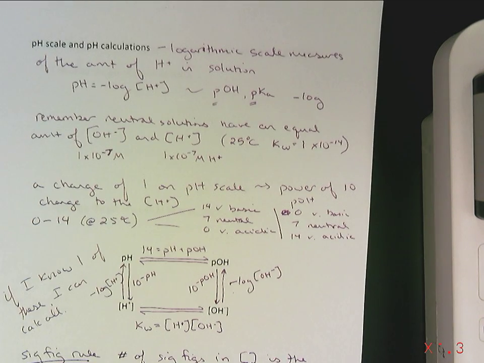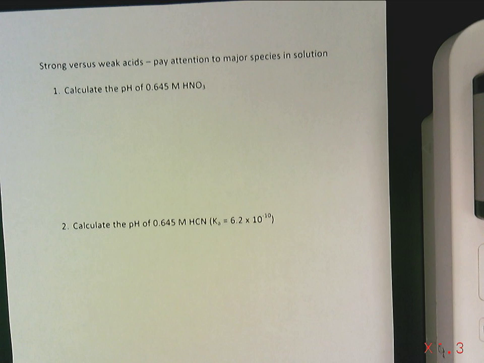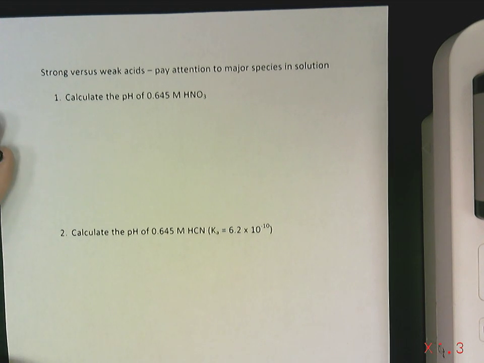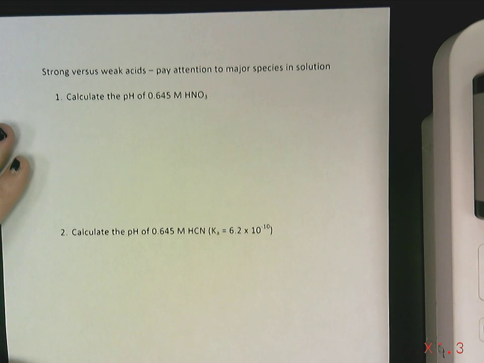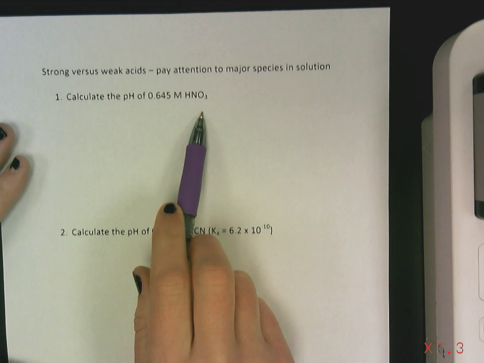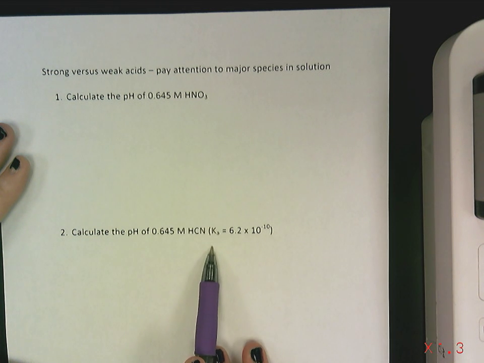All right, last but not least, when does this really come in handy? Sometimes we're going to be asked to calculate the pH of various acid or even base solutions. We're going to stick to acids right now. Anytime you're being asked to figure this out, really the first thing you're going to be looking for is: is this a strong or a weak acid? So I've got two different problems up here, one with 0.645 molar HNO3, one with 0.645 molar HCN.